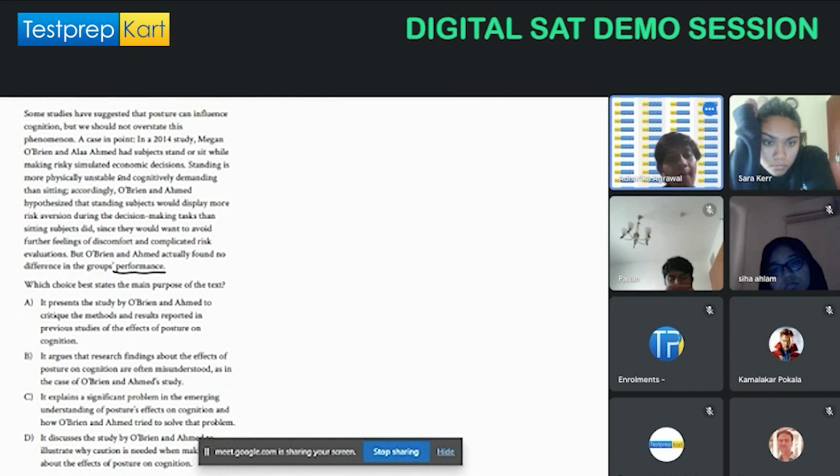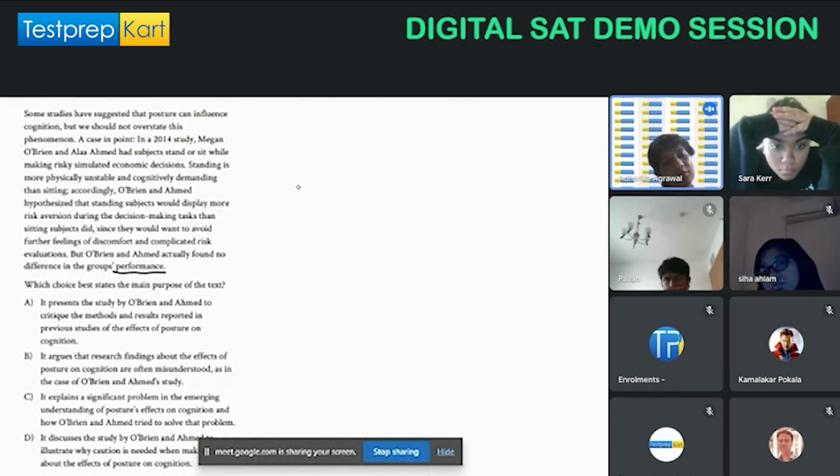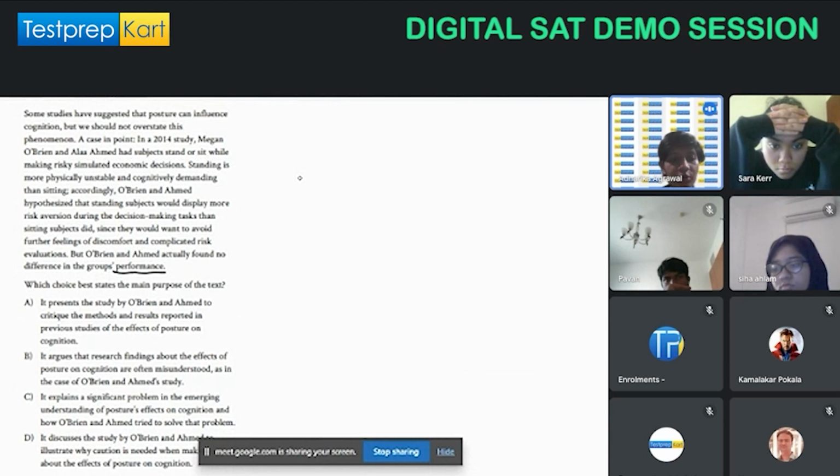So standing, they are saying, is physically unstable and cognitively demanding compared to sitting. They hypothesized that someone taking a decision while standing would take higher risk than sitting, because they want to avoid further feelings of discomfort and complicated risk evaluation. But again, they didn't find any difference in the group performance. Okay, so which choice best states the main purpose?